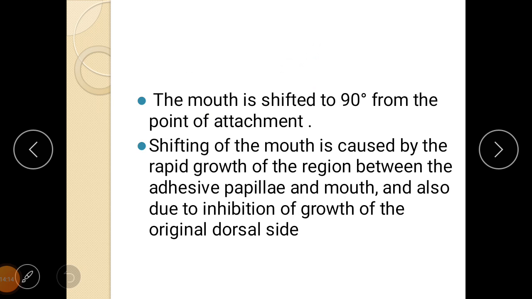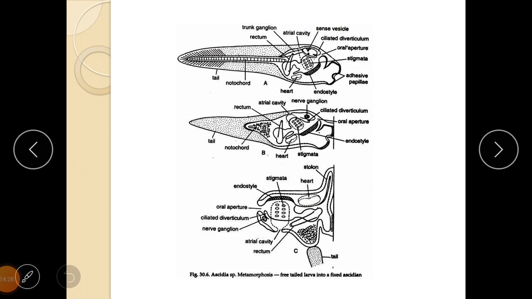Okay, the mouth is shifted 90 degrees from the point of attachment. Shifting of the mouth is caused by the rapid growth of the region between the adhesive papillae and mouth, and also inhibition of growth of the original dorsal side. Okay, so for this, let's see the picture. If you see here, where is the mouth present? Oral aperture. Okay, so this is the oral aperture.